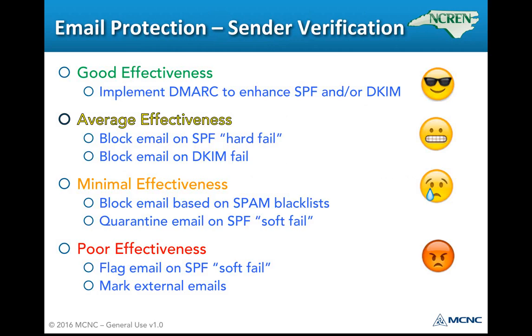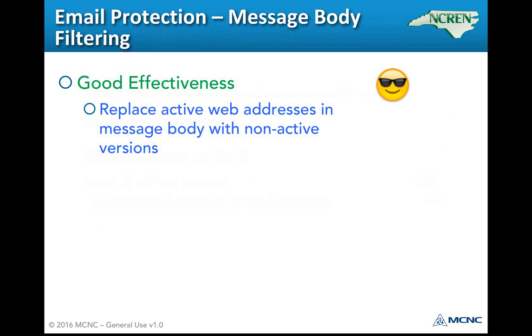For filtering on the message body, under the heading of good effectiveness, they say replacing the active web addresses inside a message body with non-active versions. So what that means is that if there is a clickable link contained inside an email message, when the email server receives it, that link would be modified so that it's actually not clickable when it gets to the end user. So they say that is a pretty effective thing to do in preventing users from clicking on stuff that they shouldn't be clicking on that ends up in spam messages.